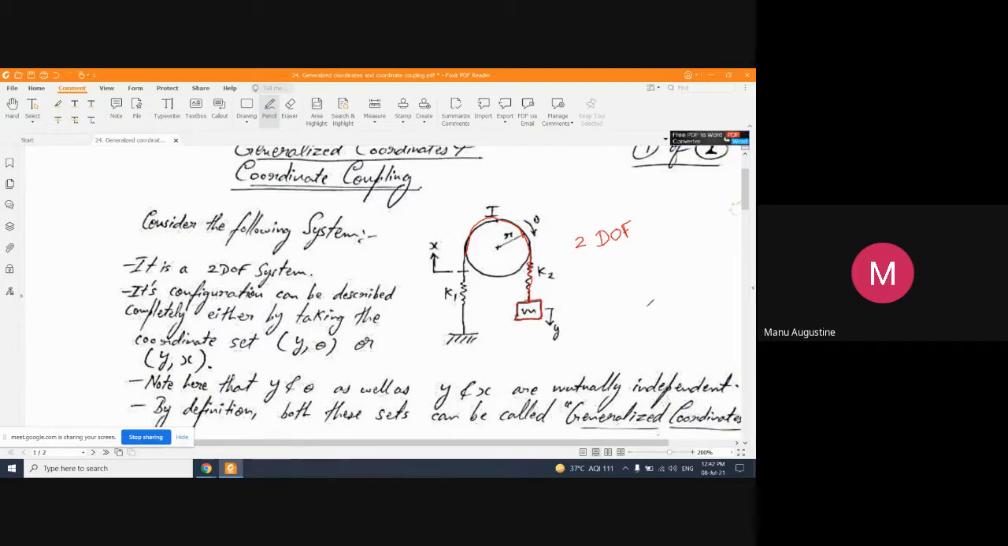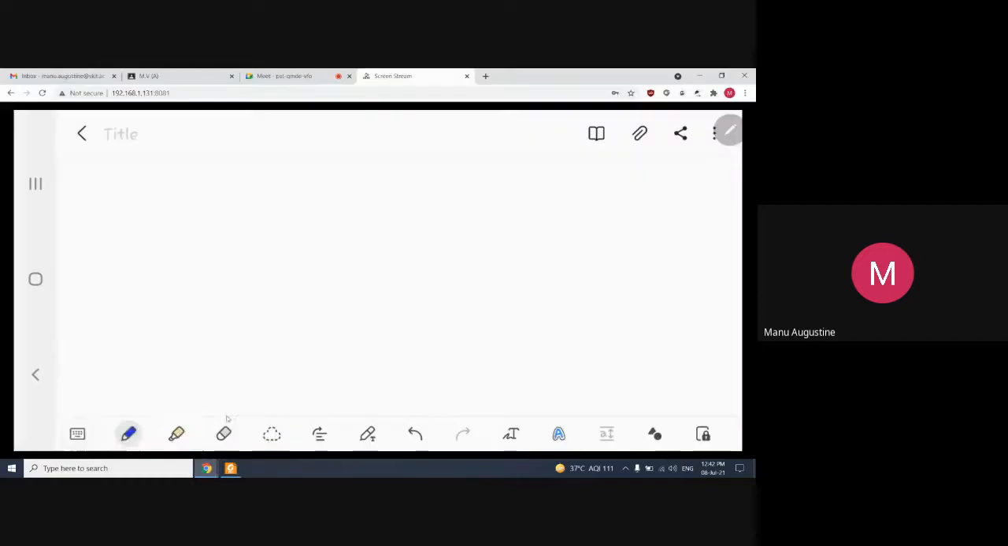Now let me just elaborate a little bit more on why it is a 2 degree of freedom system, because some of you must get confused by this also. It's a sort of awkward type of system, not a very common system that you come across in your day-to-day life. Pulley is there. Suppose I do not have the second spring. I just suspend the mass here.